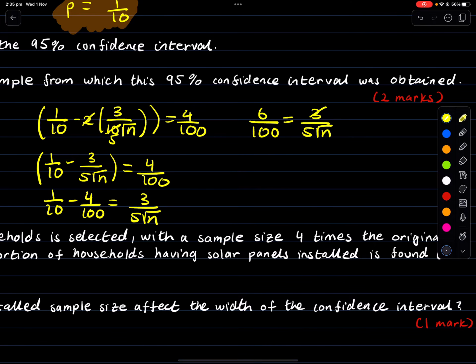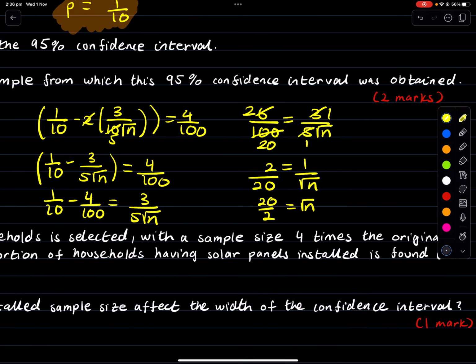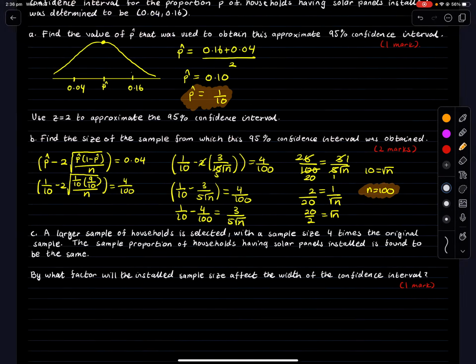Now this over here becomes 1 and this becomes 2, and this becomes 20 and this becomes 1. So this here will be 1 over 20 equals 1 over 5 root n. So flipping those, that will become 20 over 2 root n, which is just 10 root n. So your n value is just 100. There we go. n is equal to 100.